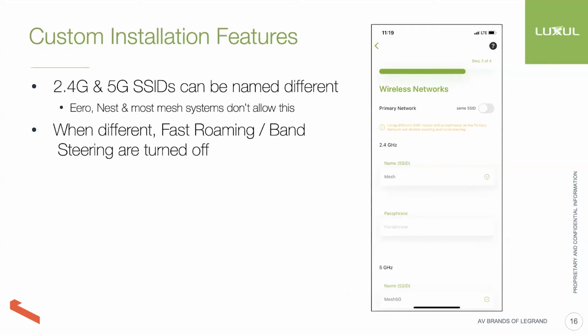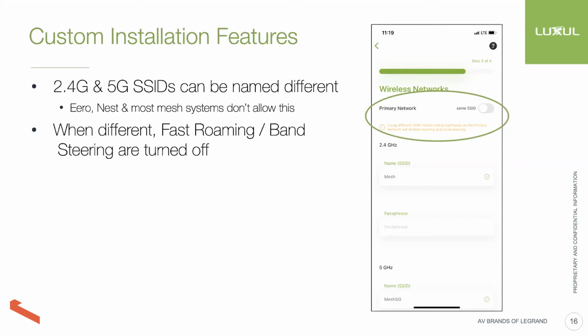Now you'll notice that second bullet point there says when they are different, fast roaming and band steering do get turned off. And as part of the initial setup, or you can do it either in initial setup or afterwards, either way works just fine. But if you do it in the app during initial setup and you slide that SSID button to off, there will be that little orange text that shows up and says, hey, just so that you know, when you turn this off so that you can name the SSIDs separately, fast roaming and band steering are going to get turned off. Now, there's a bit of a story behind this.